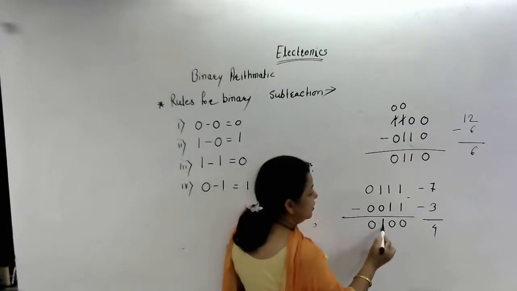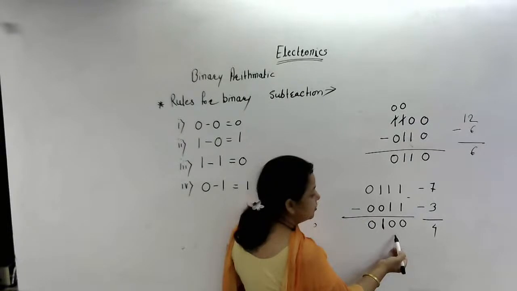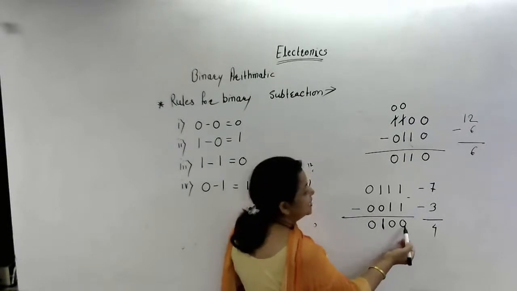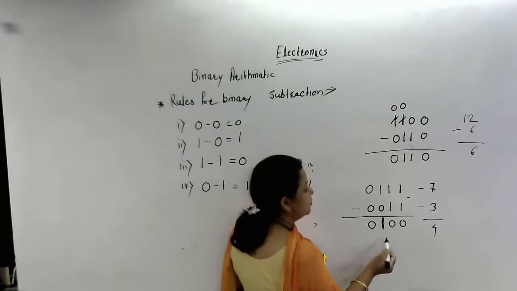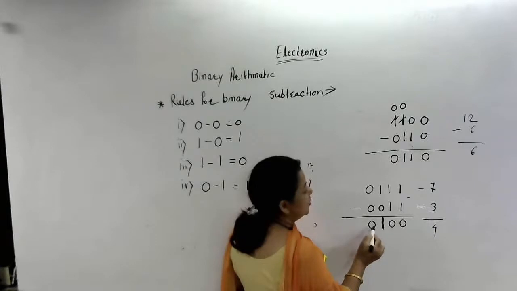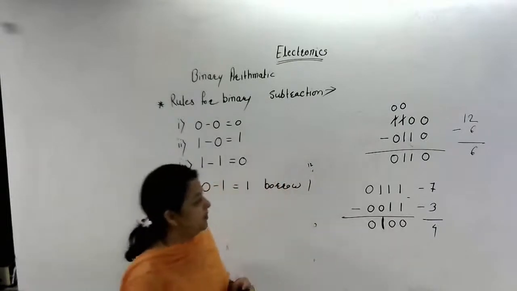Here the answer is 4 because there is only one 1 here. The place value of this third LSB is 2 raised to 2, because 2 raised to 0 and 2 raised to 1 are both 0, but 2 raised to 2 is present. So 1 multiplied by 2 raised to 2 is 4. Here again 0. So 0, 1, 0, 0 means 4. In this way we perform the binary subtraction.